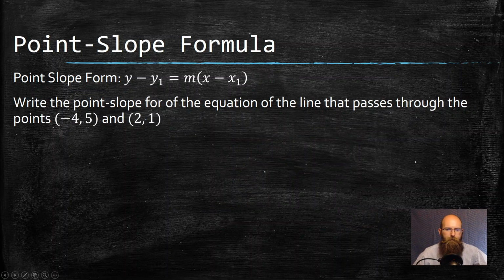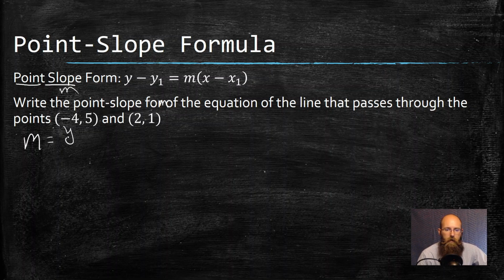Let's try out our next one. I need to write the point slope form of the equation of the line that passes through the points (-4, 5) and (2, 1). So I'm given 2 points here, not the slope, but I do still need the slope. Point slope form means I need a coordinate point and I need the slope. I'm missing that, so we're going to find it.